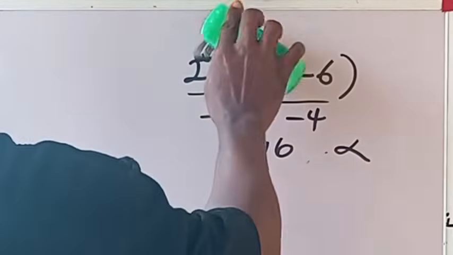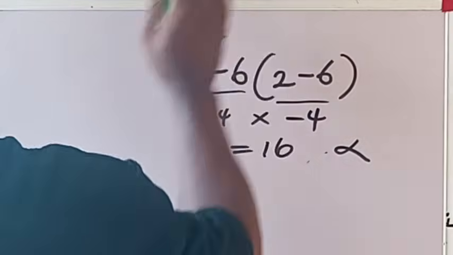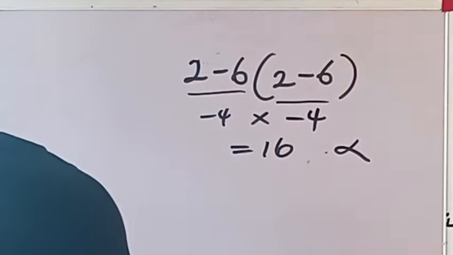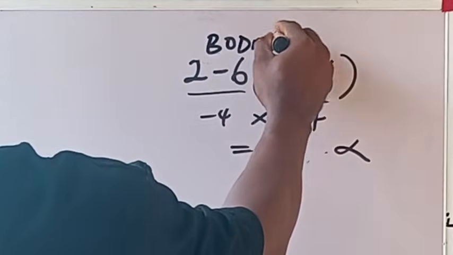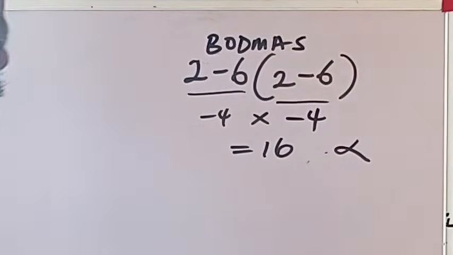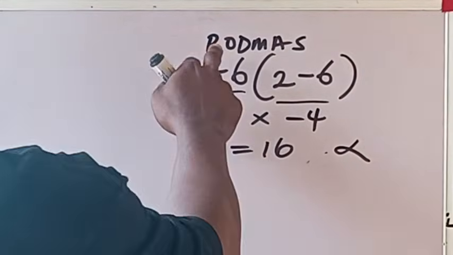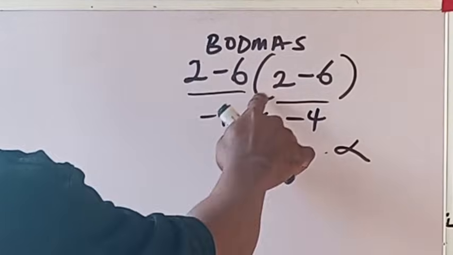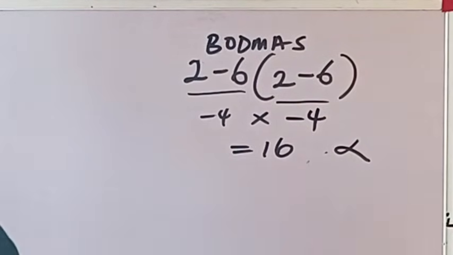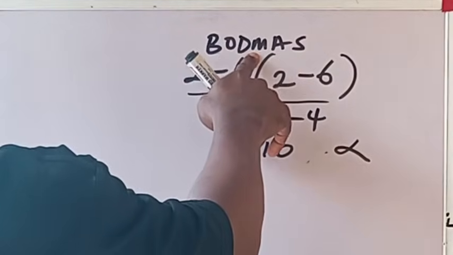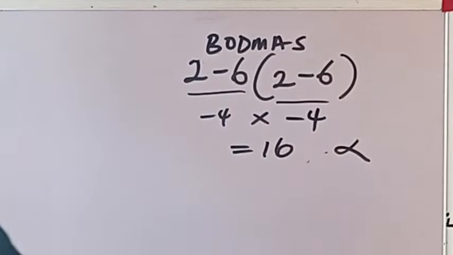Let me erase this properly. The rule for solving this question is BODMAS. Others use PEMDAS, which is the same thing. So we have B, which is bracket, this parenthesis. O is of, which also means multiplication. Then division, multiplication, addition, and subtraction.